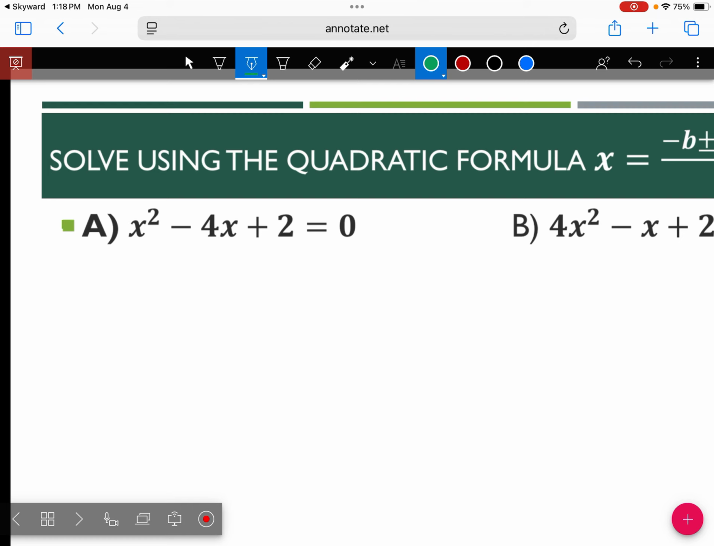All right. So we're still going to start with the discriminant.